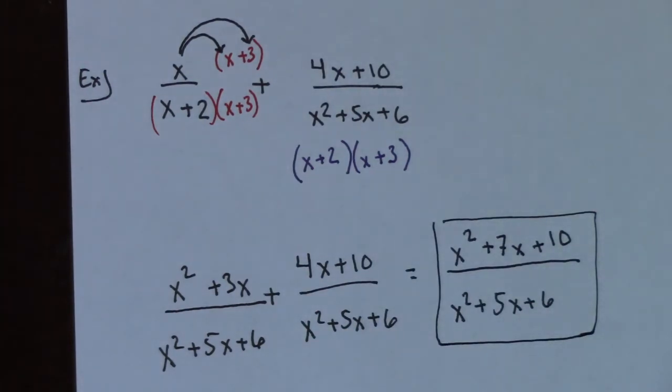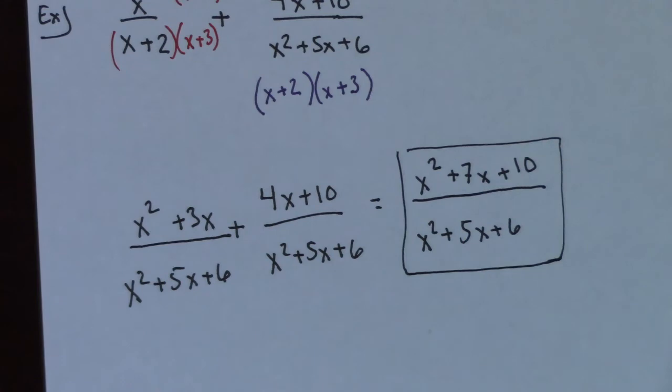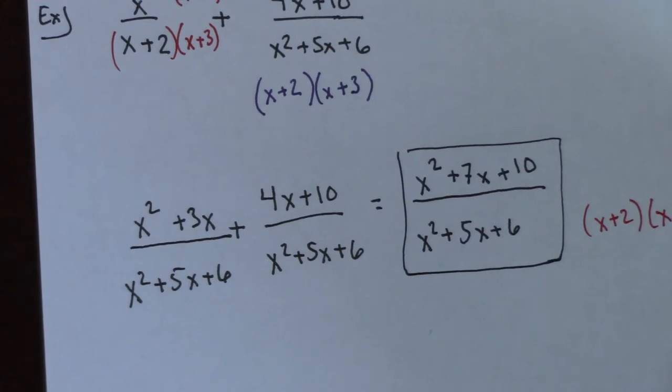Now, in case you're curious, this is an acceptable answer. You may submit that for this problem. Out of curiosity, just as a little hint, I'm going to see if we can reduce this guy. So we know the denominator turns into (x + 2)(x + 3).